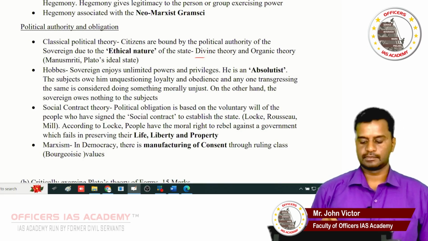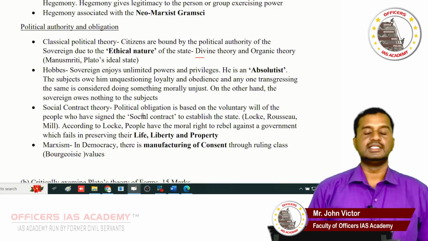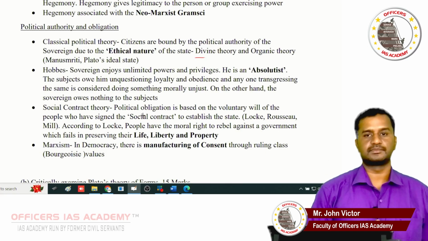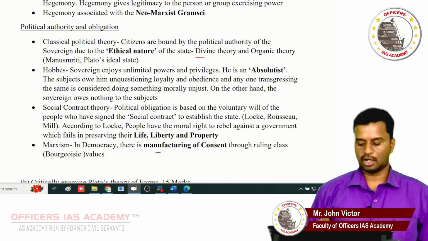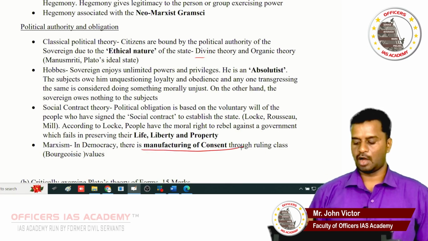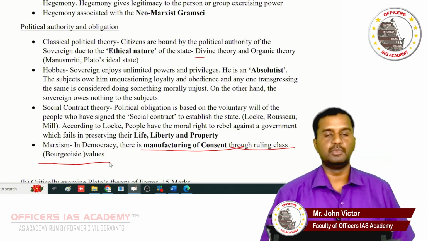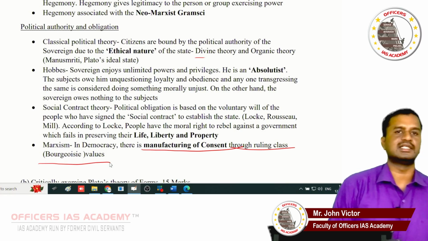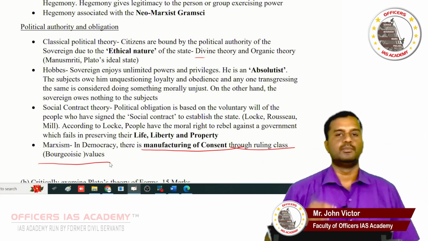According to Marxism, legitimacy is created by liberalism in a fake manner. It talks about manufacturing of consent. The bourgeois manufactures values. The bourgeois values are taken as the values by the state.